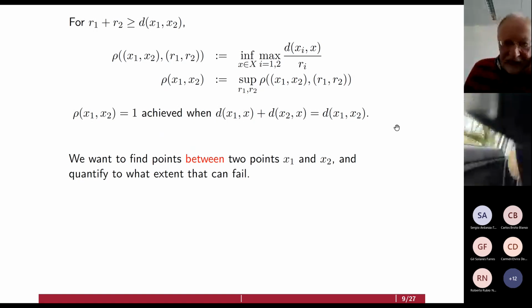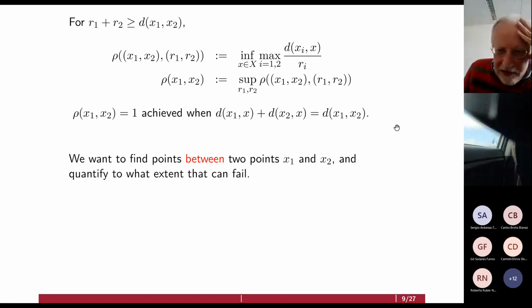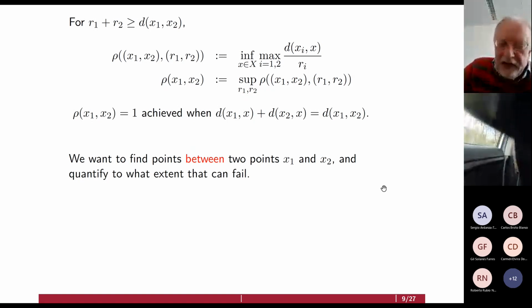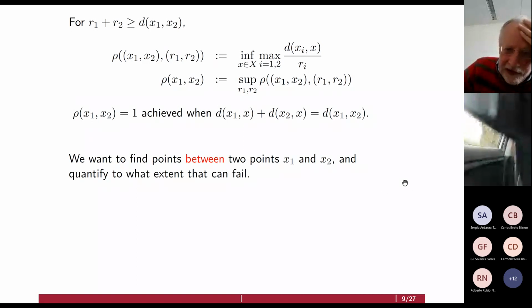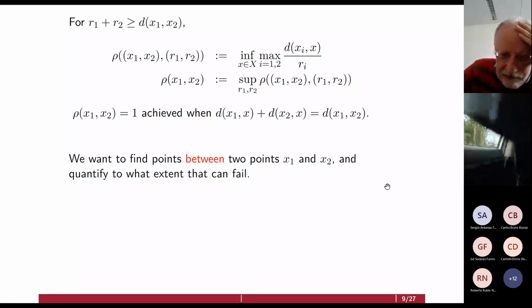Now, that is then our aim. We want to find points between 2 points x1 and x2 that make this quotient as small as possible. In general, we may not be able to achieve that, but then we want to quantify to what extent that can fail.